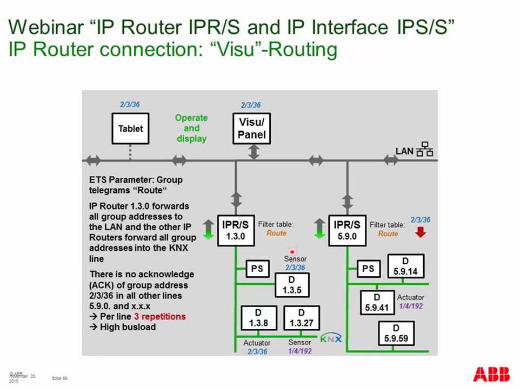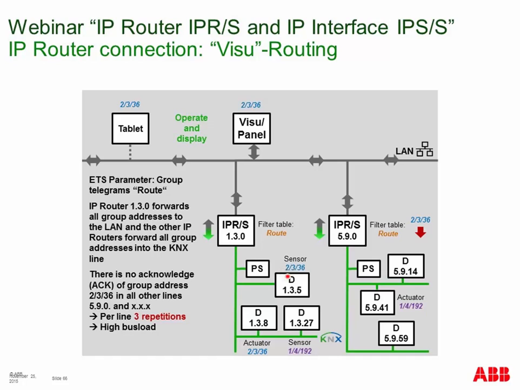We have different solutions. For example, one is we change the filter table of our IP router. Default, for example, is that we use the filter table, but we also have one parameter, route. Route means all telegrams we have in this line are now forwarded into our IP line and also in the other direction. And then this principle works.